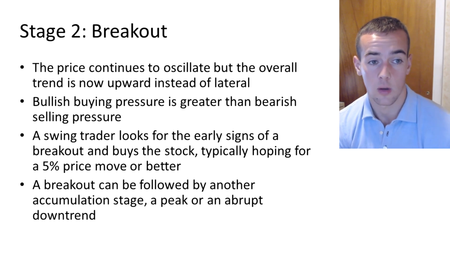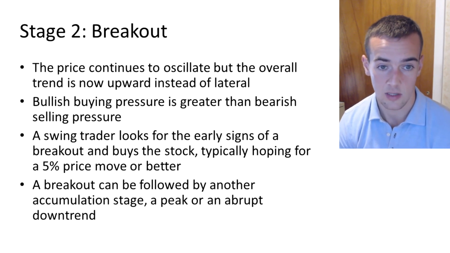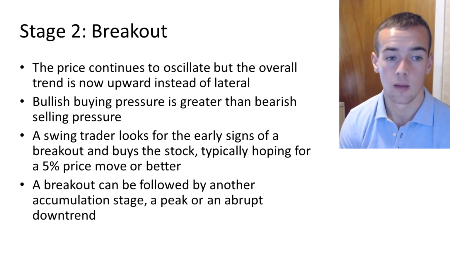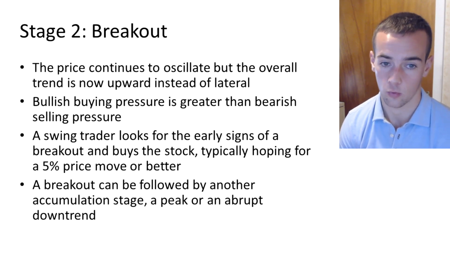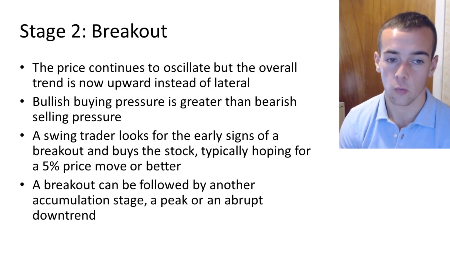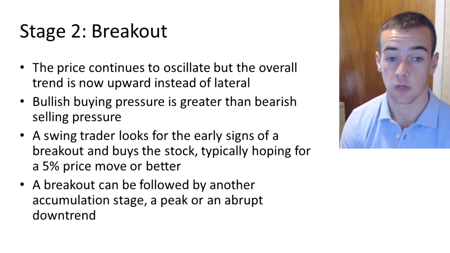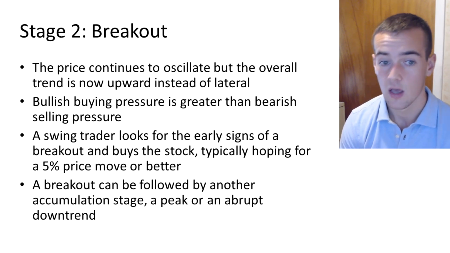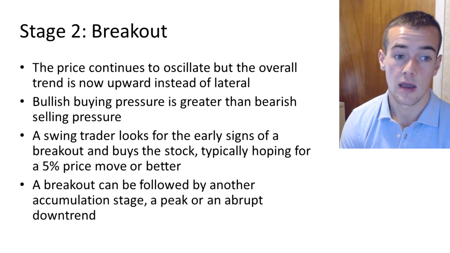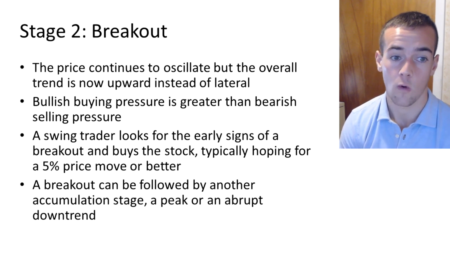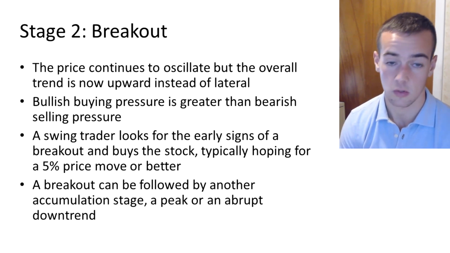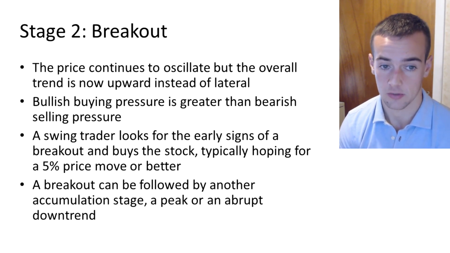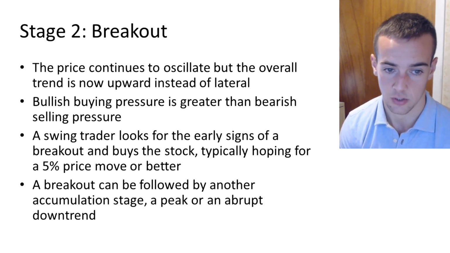Okay, so now we're going to talk about the second stage, the breakout. Essentially, what happens at this point is the price continues to oscillate, but the overall trend is now upward instead of lateral. Before, in the accumulation phase, it was oscillating or bracketing, which simply means going up and going back down in a lateral price movement. Now it's going to oscillate, but the overall trend is upward, so it's moving in an uptrend. Bullish buying pressure at this point is greater than the bearish selling pressure.